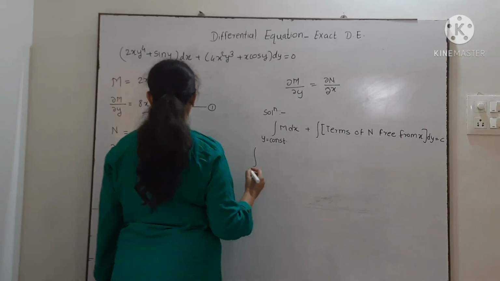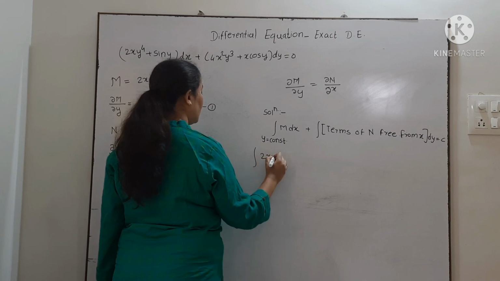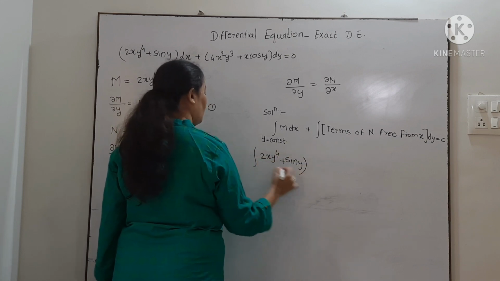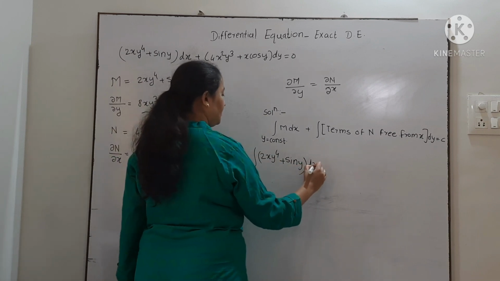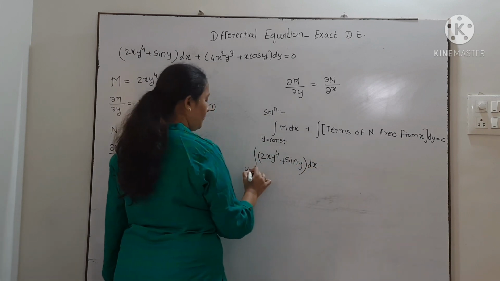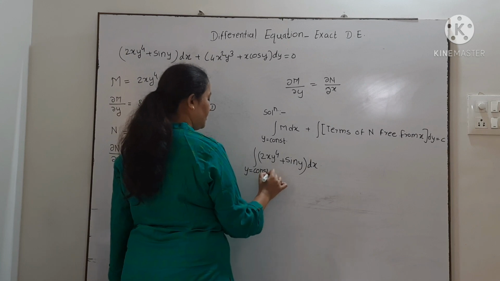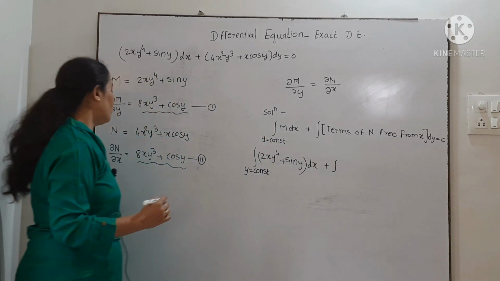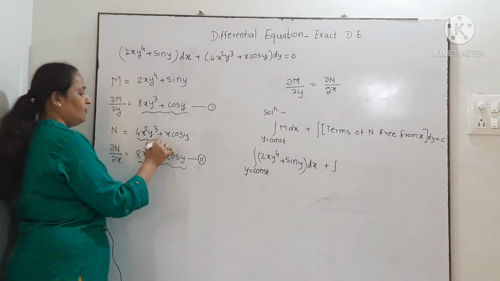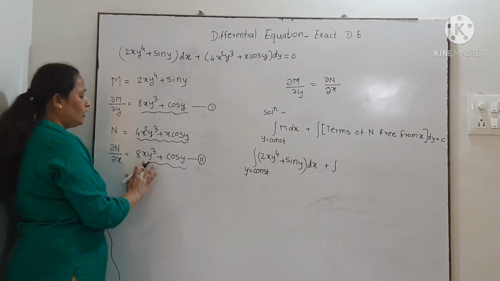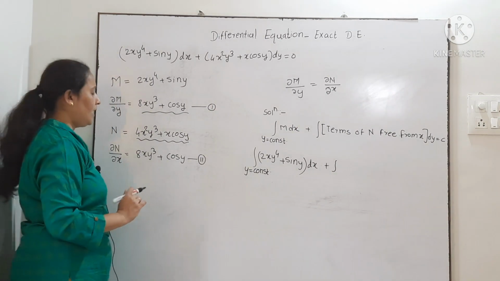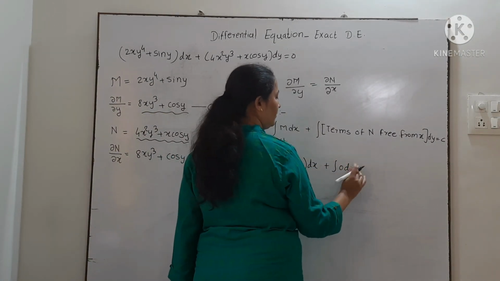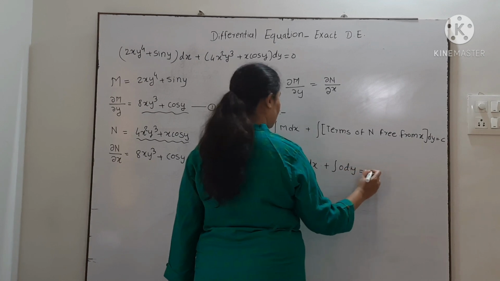Say integral of M, that is 2x y raised to 4 plus sin y, with respect to x, that is dx treating y as constant, plus integral of terms of N free from x. So this is your N. If you observe this, there is no term of N which is free from x. So there will be no term over here. 0 dy equal to c.